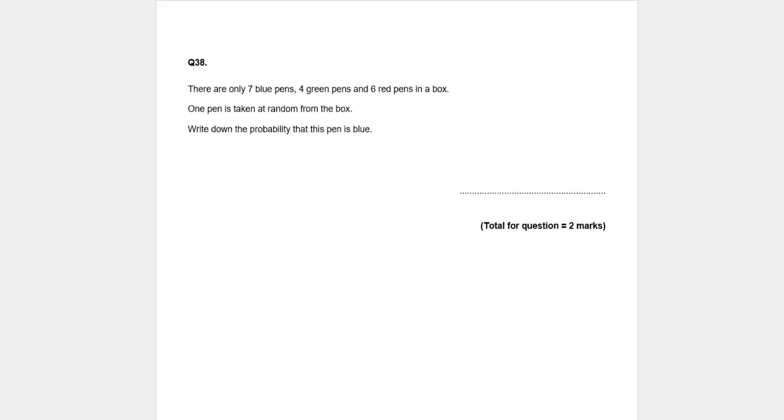Question 38. There are only 7 blue pens, 4 green pens and 6 red pens in a box. One pen is taken at random from the box. Write down the probability that the pen is blue. So 7 is blue. Out of, the outcome is 7 blue, 4 green and 6 red pens. So in total we have 7 out of 17. So the probability of picking a blue pen is 7 out of 17. 2 marks.